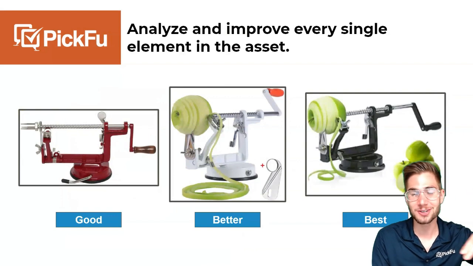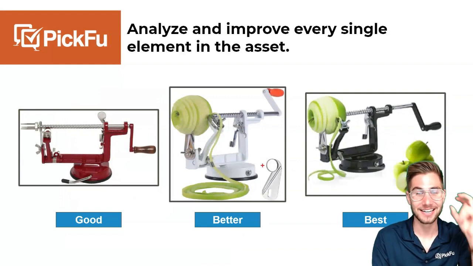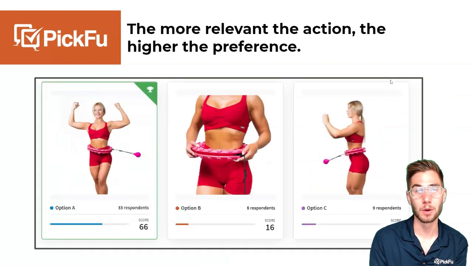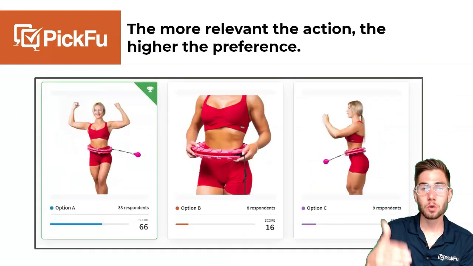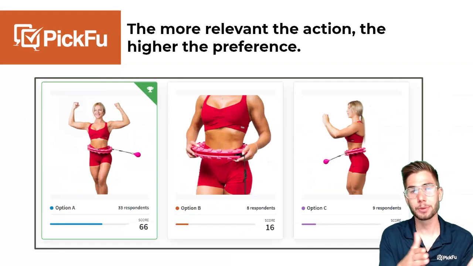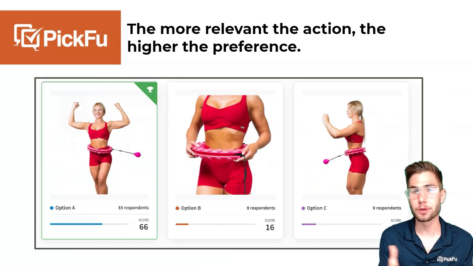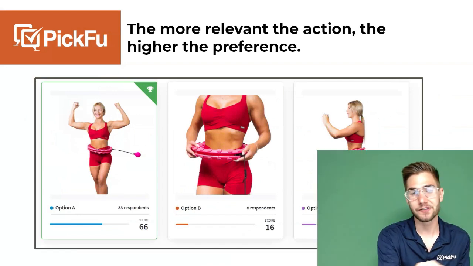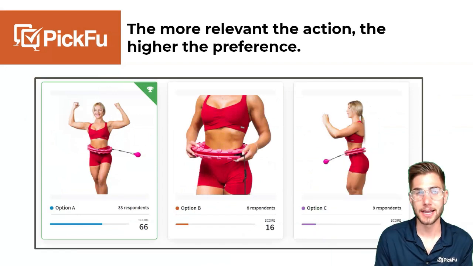right? Faster than your customers is even going to realize this is happening. Their brain is going to process that, and it's going to understand what it's looking at right away. And so the cool thing is that you can come up with many different versions to actually test, right? All three of these images are trying to show the product in use for this hula hoop. But what you'll notice is that there's strong preference when we ran a PickFu poll to option A, right?